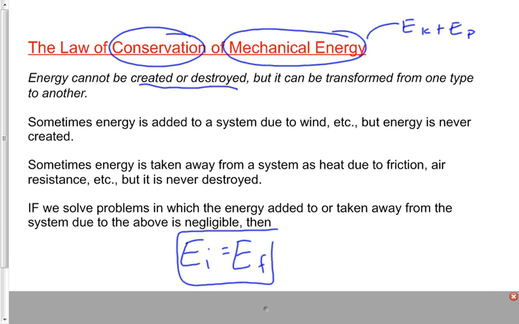Conservation means, we talk about conserving the environment. We keep it the same. Right? We don't make it worse. We don't destroy it. We keep it the same. We conserve energy. We keep it the same. If we keep it the same, then the initial energy must be equal to the final energy if we're accounting for everything.